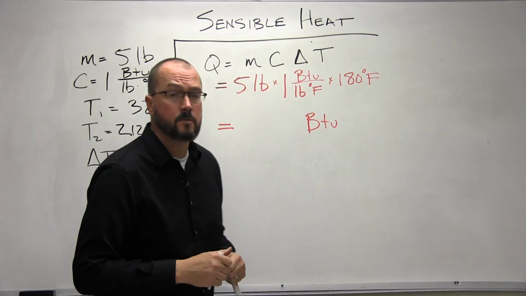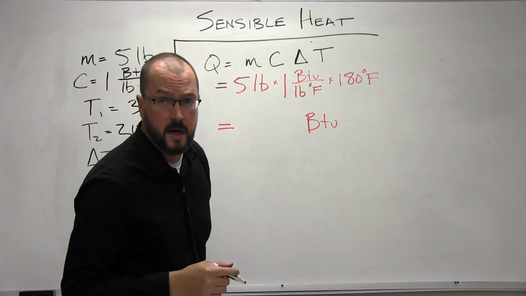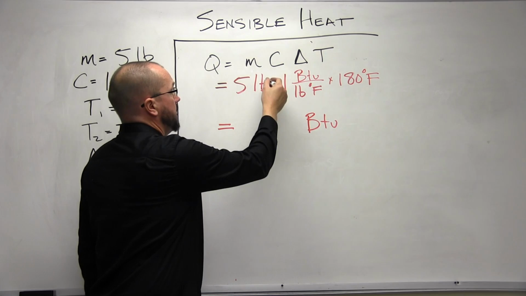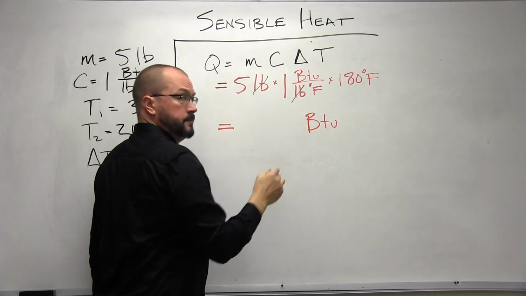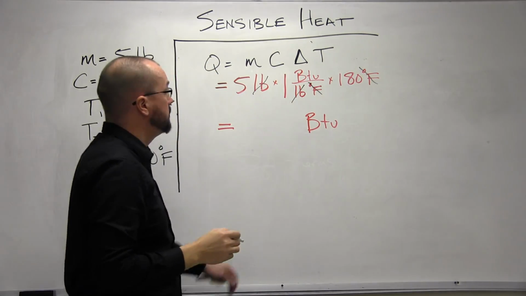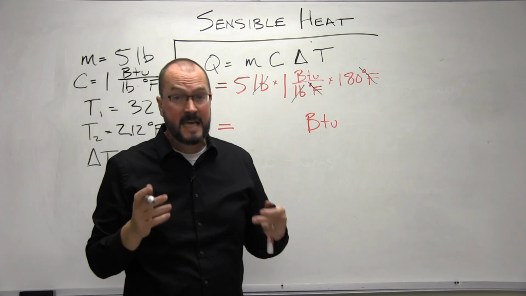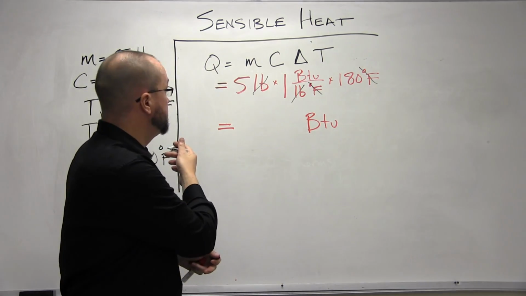Let's write it out and see what we get. So here's the equation written out. First thing, as always, we want to do is to make sure the units cancel. We have pounds up here, pounds down here, degrees Fahrenheit up here, and degrees Fahrenheit there. We're left with BTUs. Hey, that's what we're looking for. We're looking for the amount of heat it takes to do this.